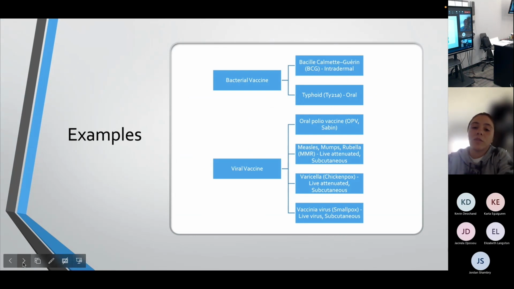Thank you. As far as examples go, the live attenuated vaccine is broken down into two categories: bacterial and viral. For bacteria, we have the BCG vaccine, which is injected intradermally, as shown in the previous pictures. Then we have typhoid, which is an oral vaccine. For our viral vaccines, we have oral polio vaccine, measles, mumps, rubella, varicella, and vaccinia virus.